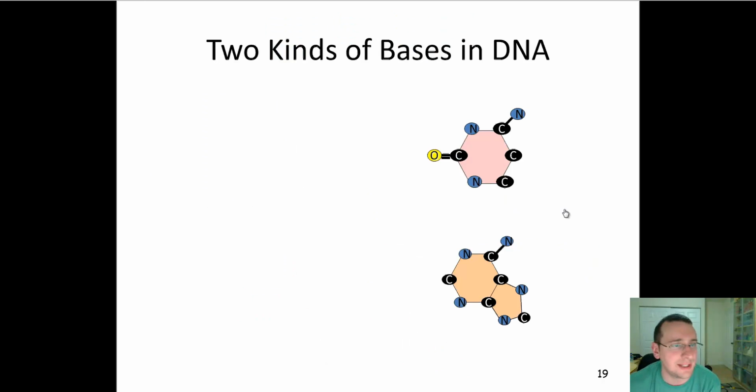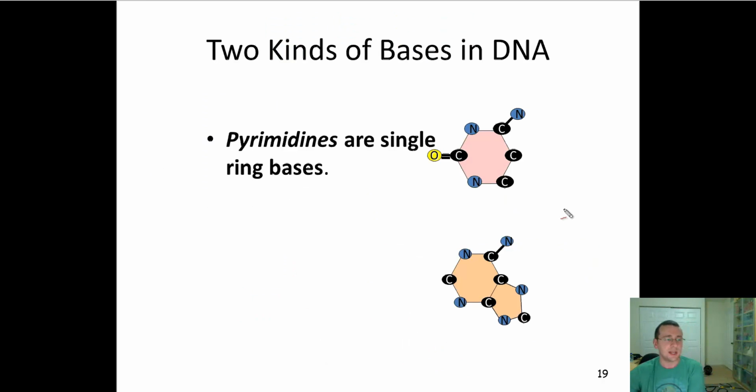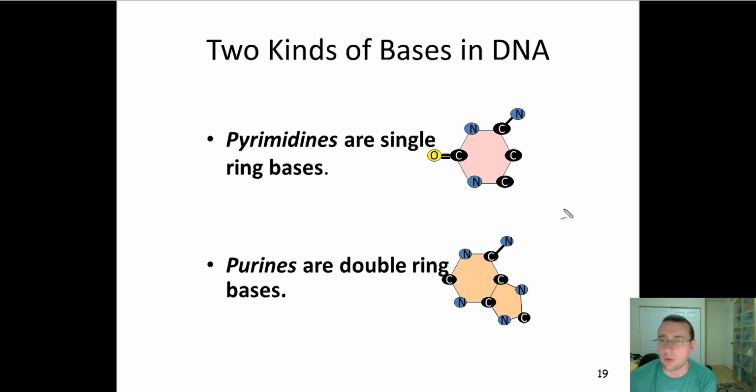Okay? Now, let's talk about the two kinds of bases in DNA. You have the pyrimidines, which are single-ring bases. Alright? And then the purines are double-ring bases. And you can tell the difference there. See? Pyrimidines, single-ring, purines, double-ring. Okay? Now, the way I remember this, actually, is that when I think of pyrimidines, I think of a pyramid. And I see the pyramid is only one ring, only one geometric shape.